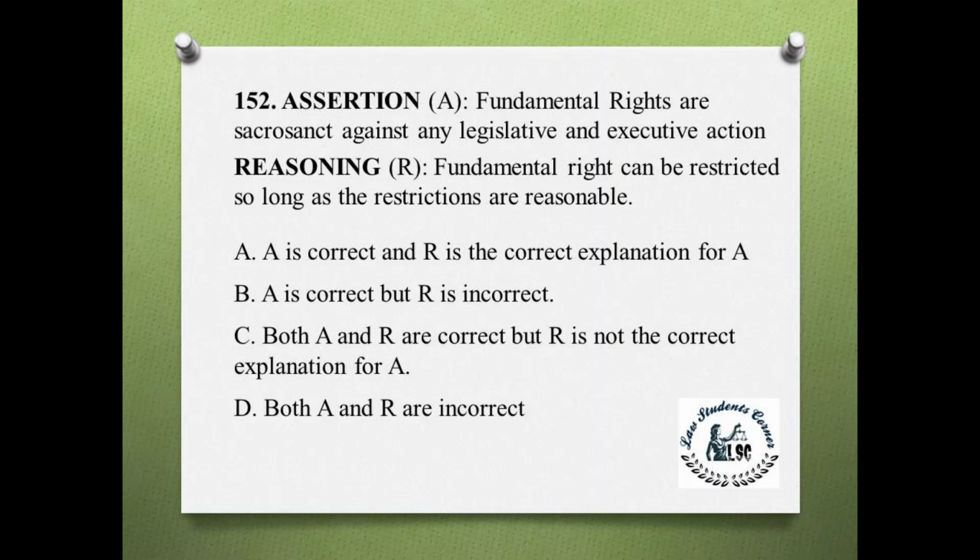Option B. A is correct but R is incorrect. Option C. Both A and R are correct but R is not the correct explanation for A. ഓപ്ഷൻ ഡി. ബോത്ത് എ ആൻഡ് ആർ ആർ കറക്റ്റ്.